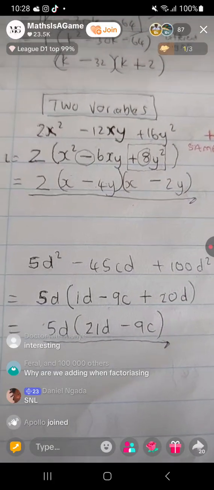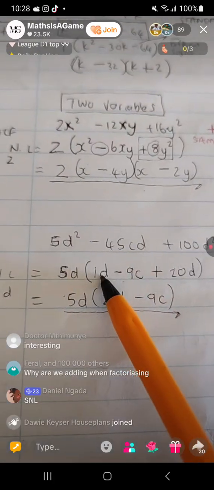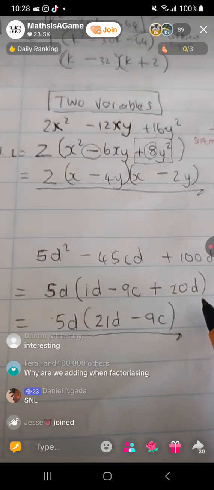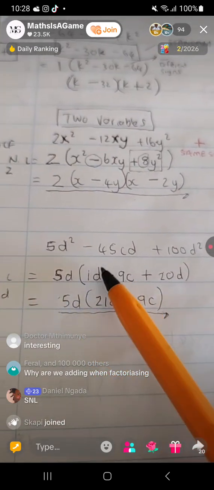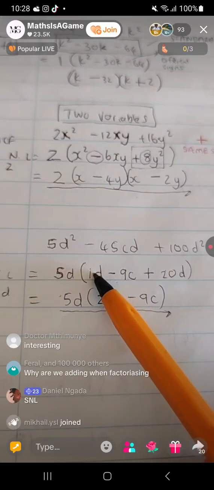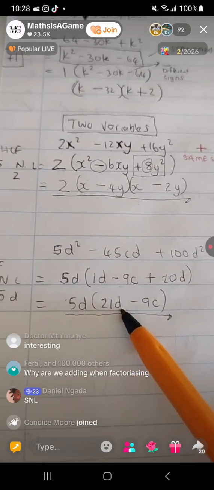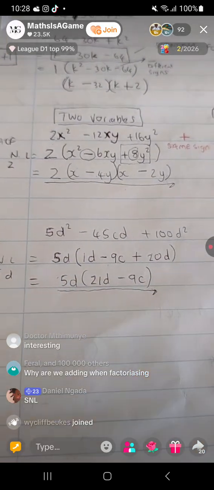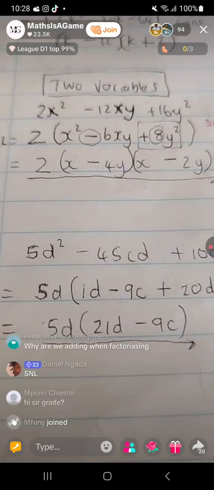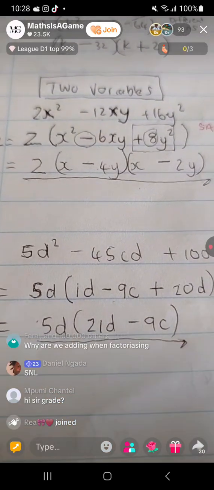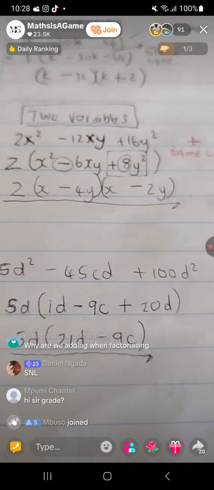Okay? Feral is asking, why are we adding when factorizing? Because we saw that they are like terms. So obviously, the simplified answer of the factorization is going to be 21d, 1d plus 20d. We have to add those because those are like terms. It's 21d minus 9c. I mean, there's nothing else that you should do. All right. And then this is the simplified factorized form of this expression.